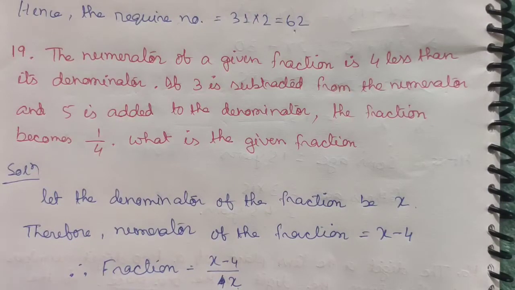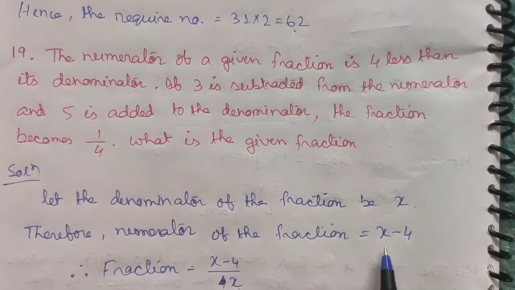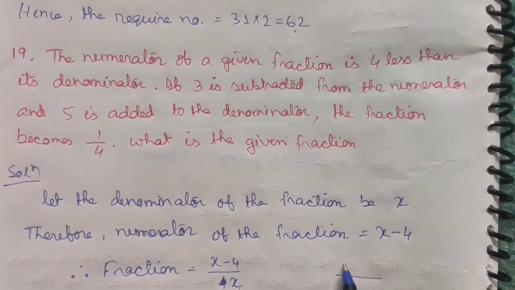Clear? Now another thing, if 3 is subtracted from the numerator, okay, our numerator is which? Denominator is x and numerator is what? x minus 4. So our fraction will be what? x minus 4 by x. Look here, I will write it again, x minus 4 by x, right?